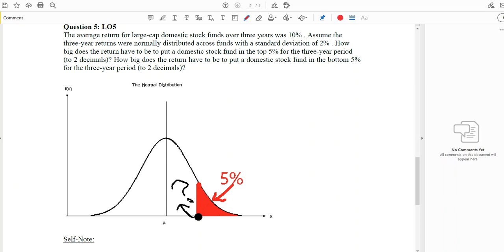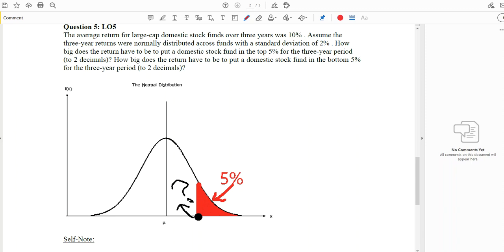Hey, in this video, we're going to look at the last very important component for the normal distribution. That is, given the probability, can we go in the opposite direction to figure out the value for x? To help you understand how to do this calculation, we look at question number 5.